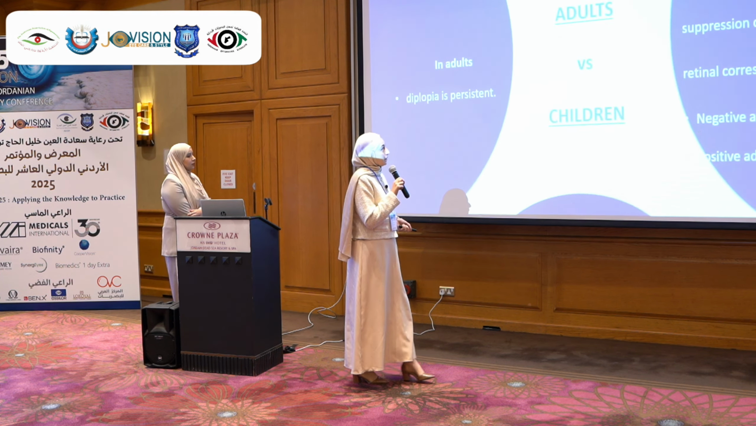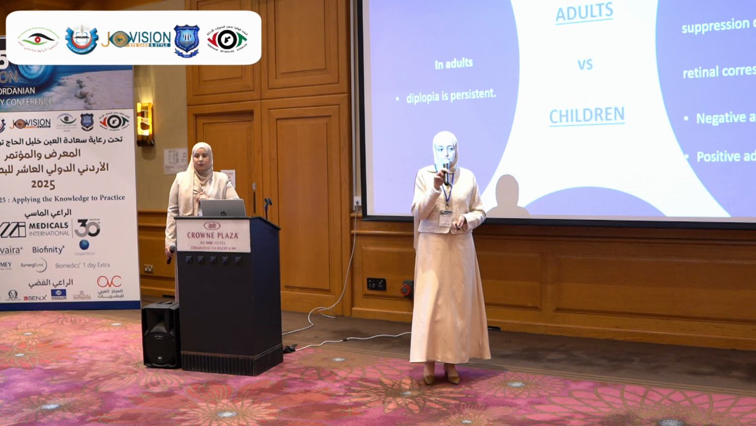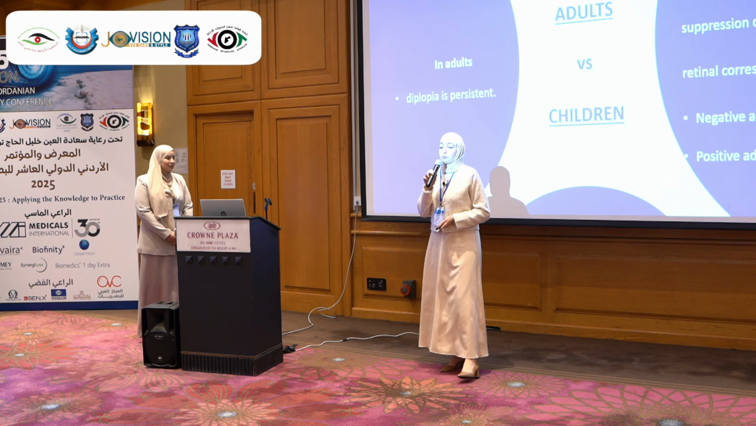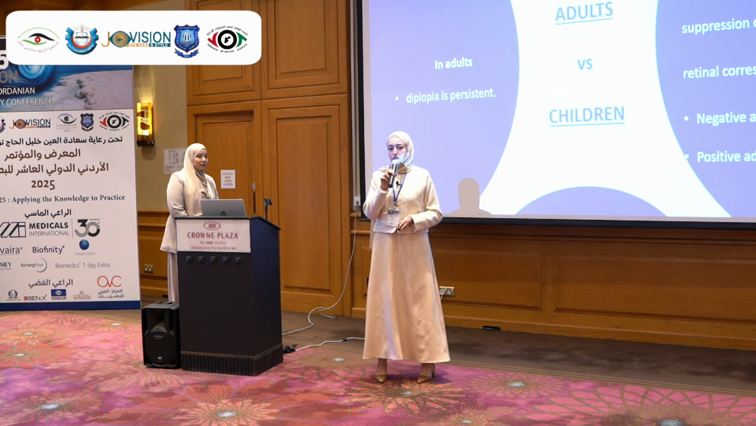However, diplopia persists in adults. Nevertheless, it is neutralized through two adaptations in children, the negative adaptation and the positive adaptation. So the main question here, what is the negative adaptation and what is the positive adaptation? The negative adaptation is called suppression, where the brain ignores the deviated eye image.